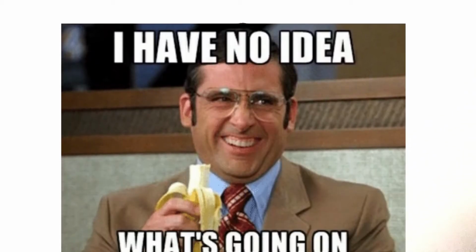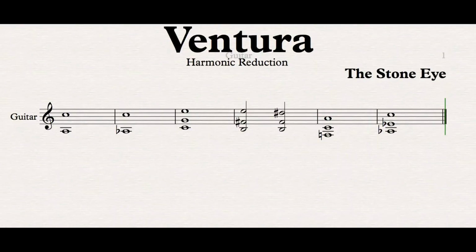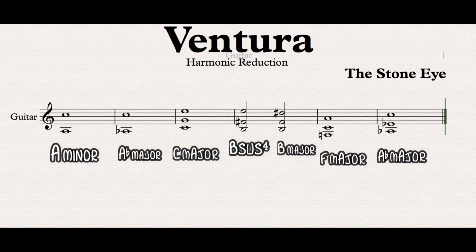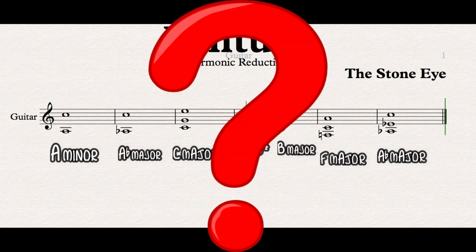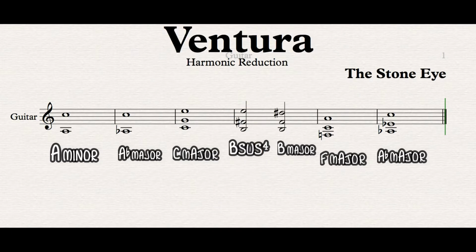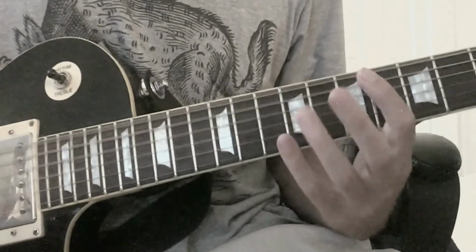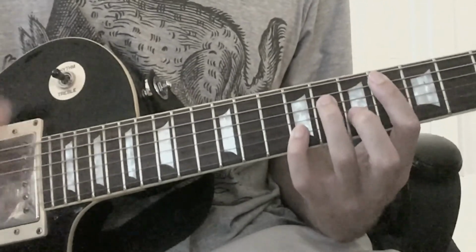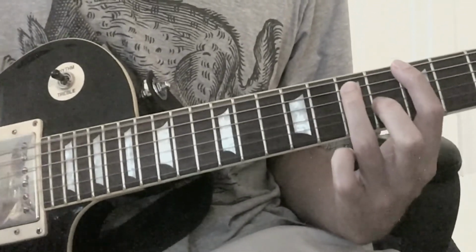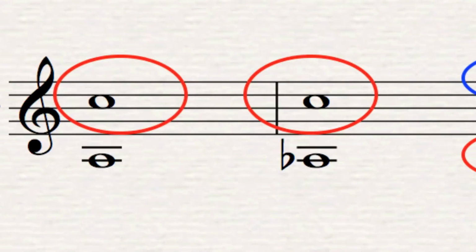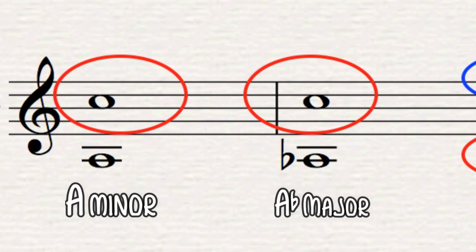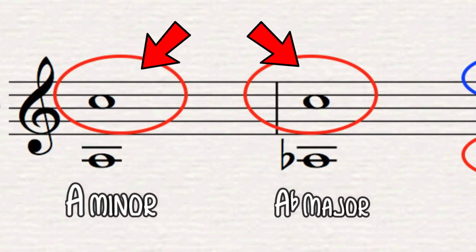So let's take a look at the guitar part for the chorus and see what's going on here. If we look at the guitar part, we see that it transitions between a handful of chords that are, for the most part, unrelated, except for the fact that they share common tones. In the first two measures, we move from an A minor chord to an A flat major chord. This transition works because of the common tone that's between these two chords, which is C.